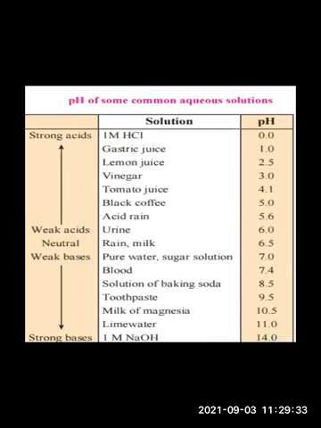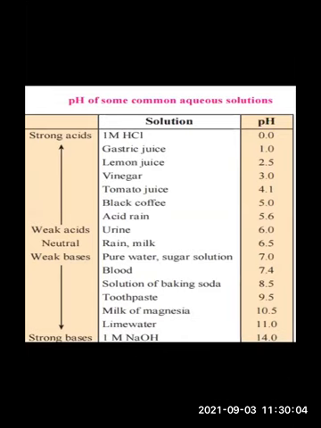According to the scale, pure water has a pH of how much? 7. Pure water has how much H plus concentration? 1 into 10 raised to minus 7 moles per liter. pH 7 indicates what? It is a neutral solution. Pure water is a neutral solution. So this is the midpoint of the scale. There are 14 in total, no? 0 to 14. What is the midpoint? 7 is the midpoint.